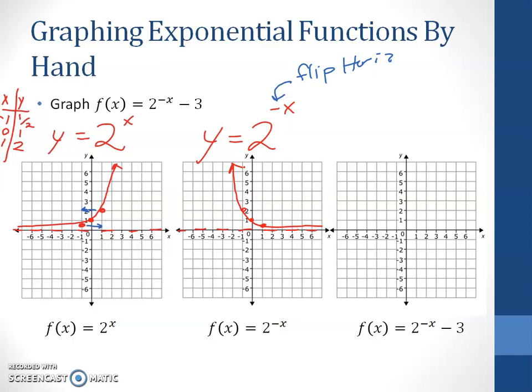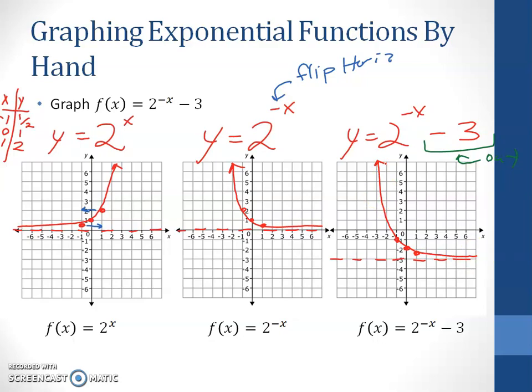And then the last thing is this minus 3. y equals 2 to the negative x minus 3. Well, that minus 3 would be on the outside. So I'm going to do what it says since I'm on the outside, and I'm going to go down 3. Each of my points will move down 3. The other thing that moves down 3 is my asymptote. It will also shift down 3 as well. So there is my first shift for my exponential function.